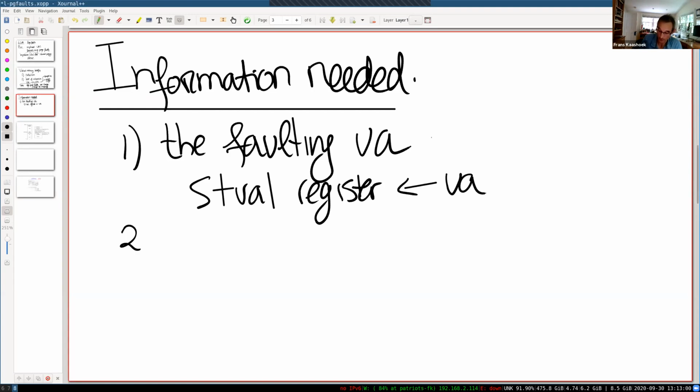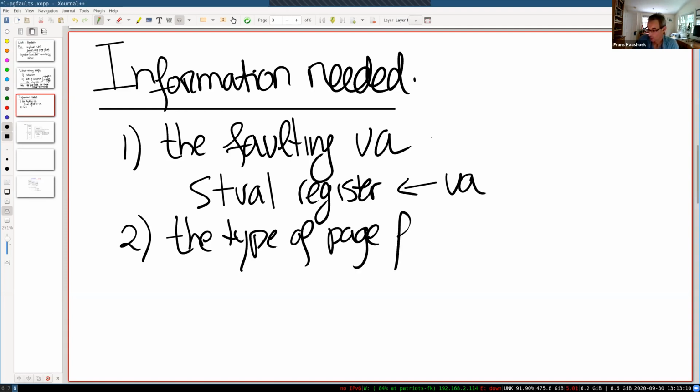The second thing that we probably want to know is the type of fault, because we may want to respond differently to a page fault due to a load instruction, or a page fault due to a store instruction, or a page fault due to a jump instruction.